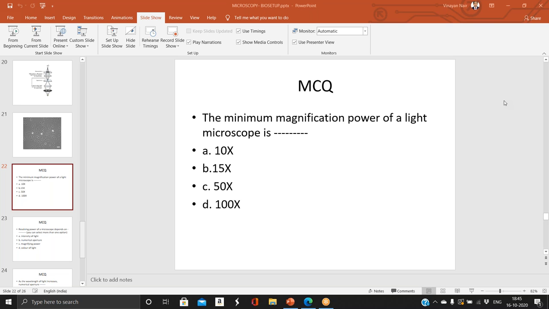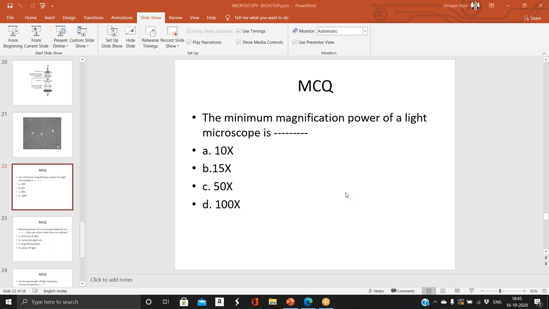So can anybody type in the chat box, what is the keyword of this question? The minimum magnification power of a light microscope is - what are the keywords? Type in the chat box, all of you. What comes to your mind? Minimum magnification. Okay, Shalini, good. Minimum magnification power is one keyword. Okay, I agree with you, Shalini. So the keyword is minimum magnification power.